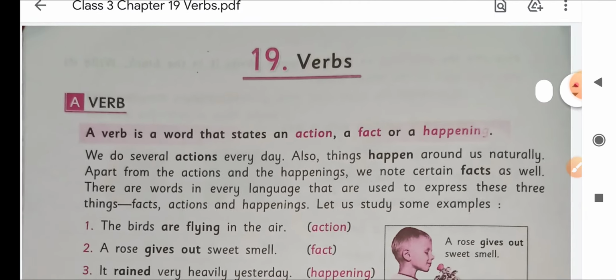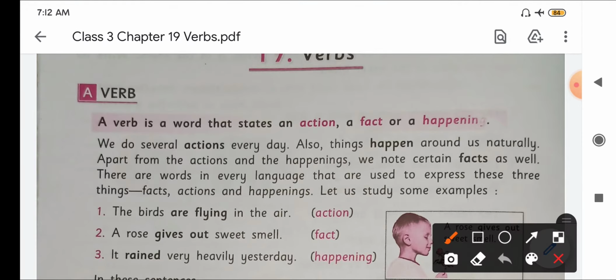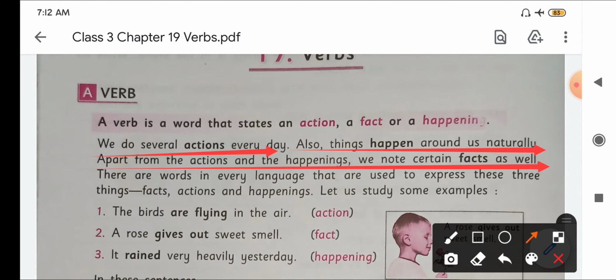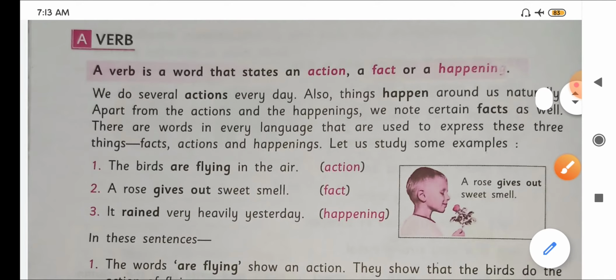To make it more clear, we will see some examples of it. Let us start. We do several actions every day. Also, things happen around us naturally. Apart from the actions and the happenings, we note certain facts as well. There are words in every language that are used to express these three things: facts, actions, and happenings. So, let us study some examples of this.